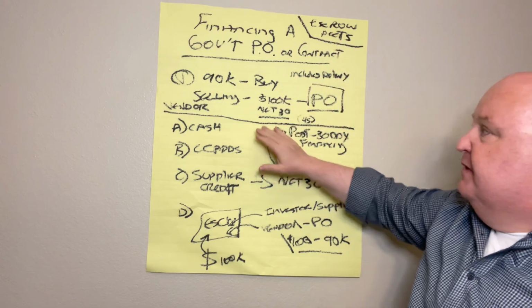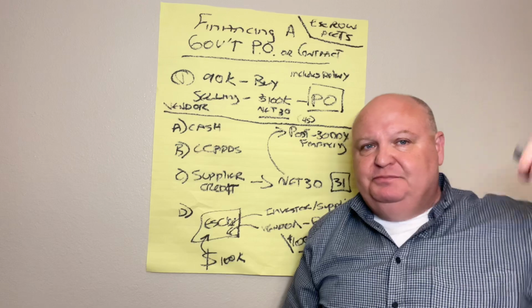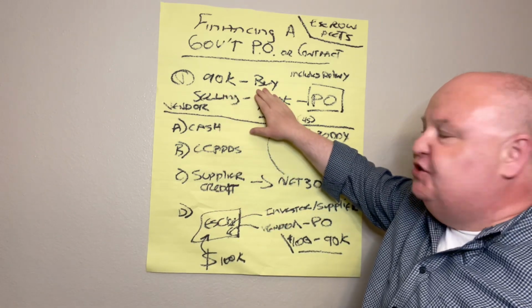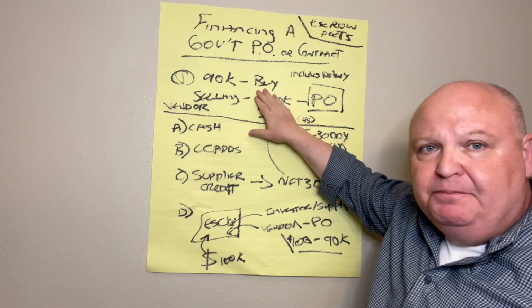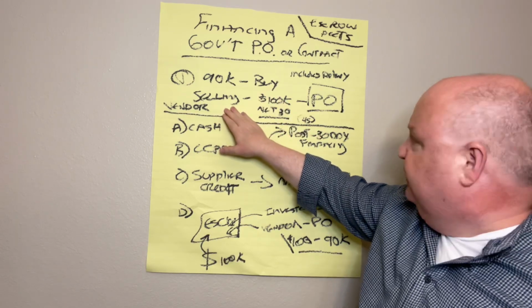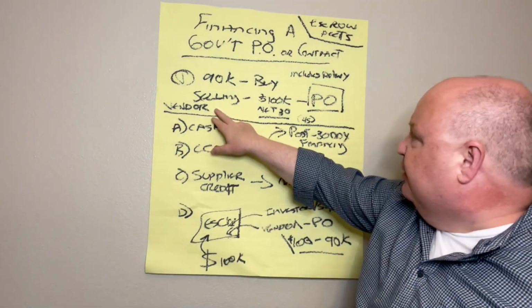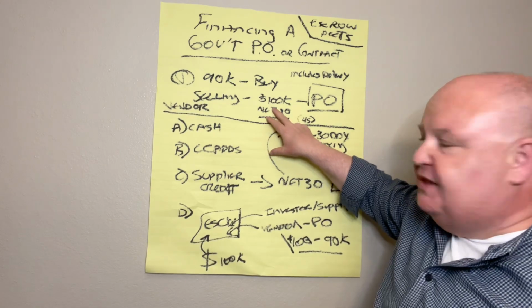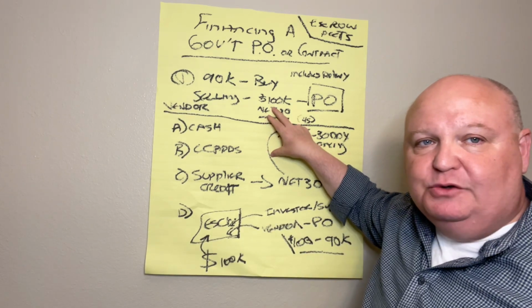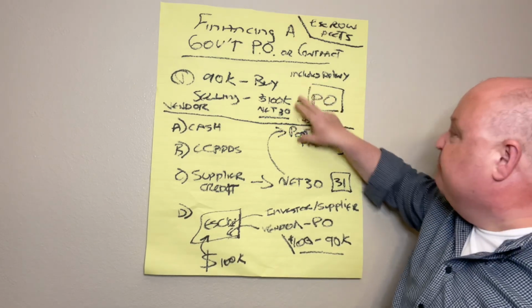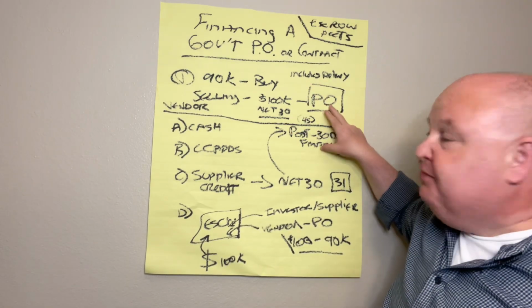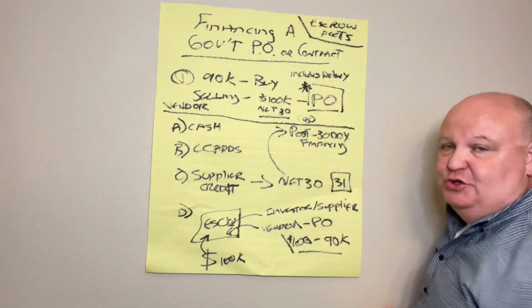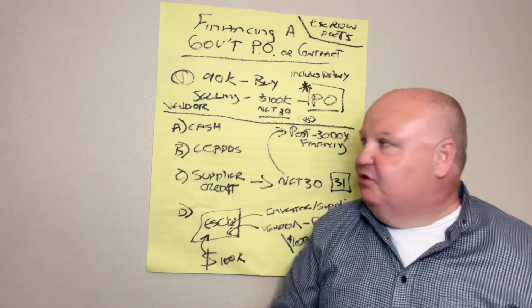Let's jump right in. In the example we have above, we started to talk about buying product for $90,000, and selling that product as the vendor to the United States government, with net 30, for $100,000. So the profit is $10,000, and by the way, that includes delivery. And you've got a purchase order. That's very important. You're not just bidding, you're not just sending in a proposal, you've got the purchase order.